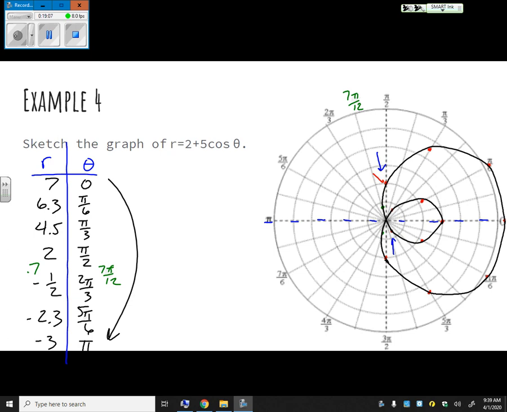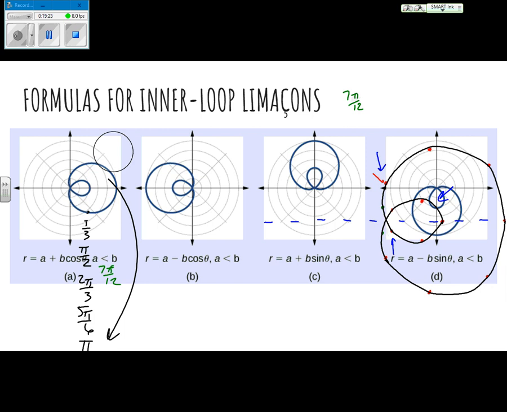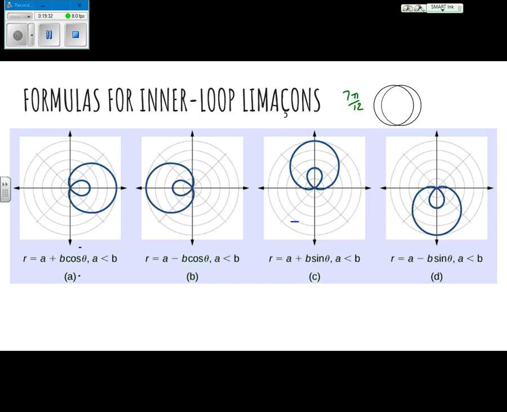Kind of looks like a cardioid, doesn't it? But it's got this little thing going on in the middle right there. And we have a very, very scientific and mathematical name for this thing right here in the middle. It's called an inner loop. So I call it a limacon with an inner loop.